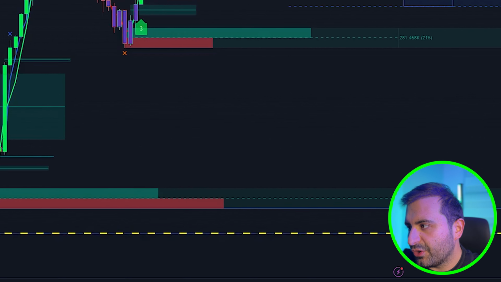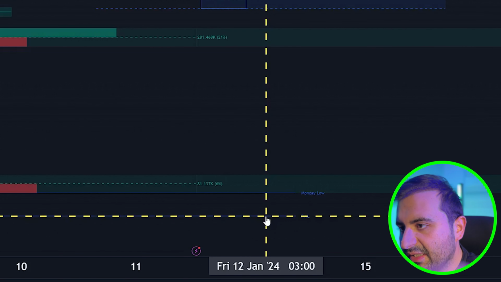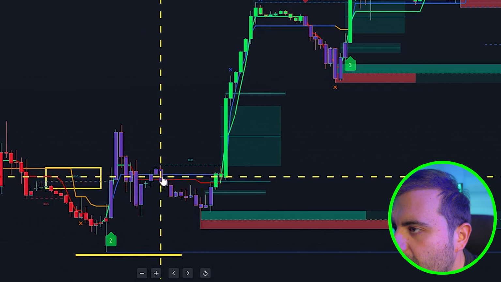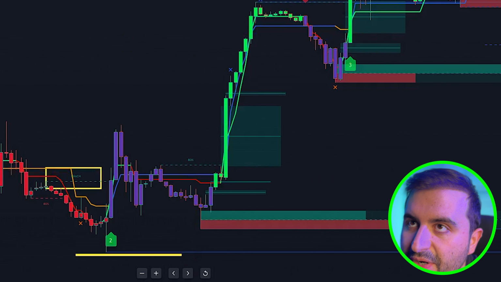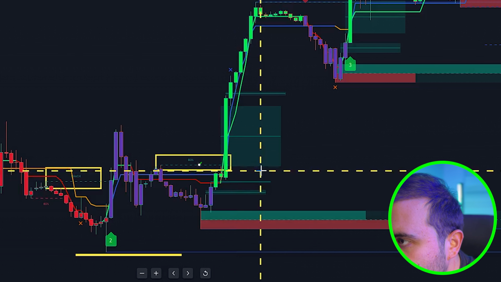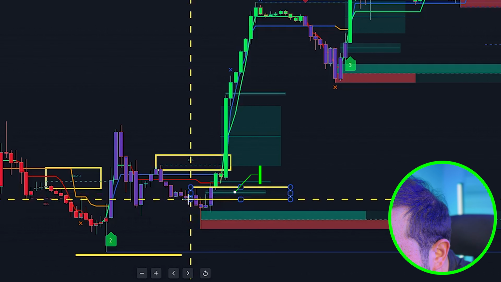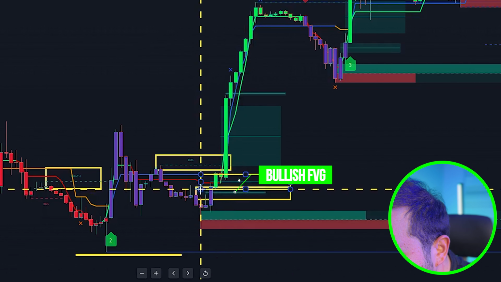So this is, if you notice, a previous week low, right? And this is a critical level. And we follow the market, it's trading, going, and voila, we see something here. We see a break of structure, right? Very important, very important. And more important than that, we see a bullish fair value gap. Not just one, we see two, right?